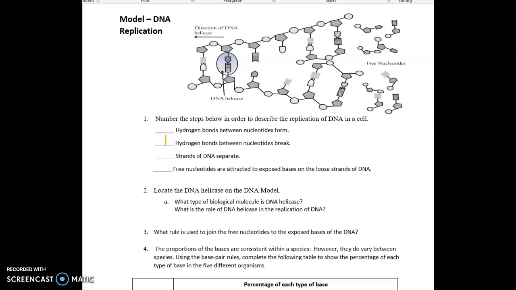Okay, number 2, the next step, the strands of the DNA are going to separate. The third step, we have free nucleotides are attracted to the exposed bases on the loose strands of DNA. And once again, they are going to hook up according to the base pairing rules. Okay, A is always going to go with T. And C is always going to go with G.